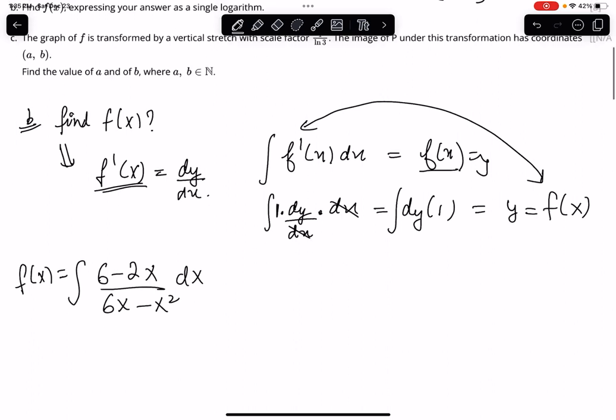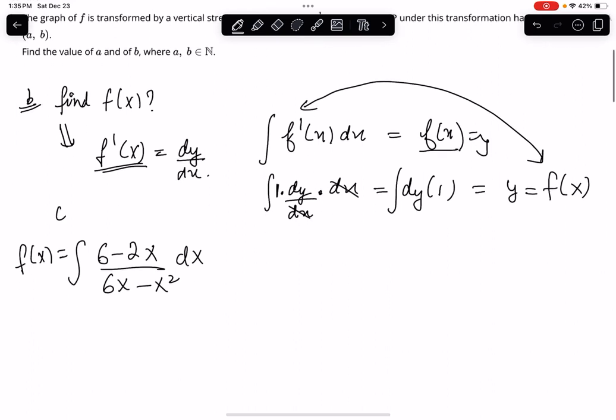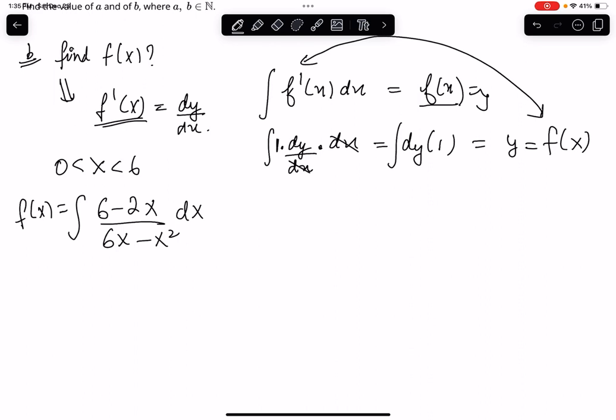Okay, that's all that we're going to get, and we know that this function is valid for 0 less than x less than 6. Okay, now when you get to this function, the way you can think about it is that you can say that in this case let y be equal to 6x minus x squared. Then dy by dx in this case is just 6 minus 2x.